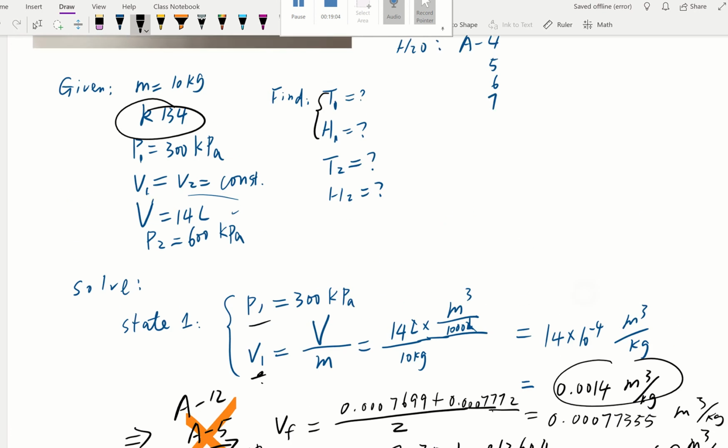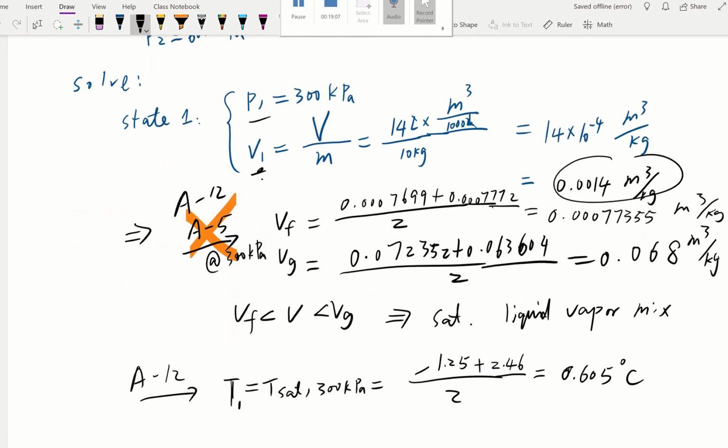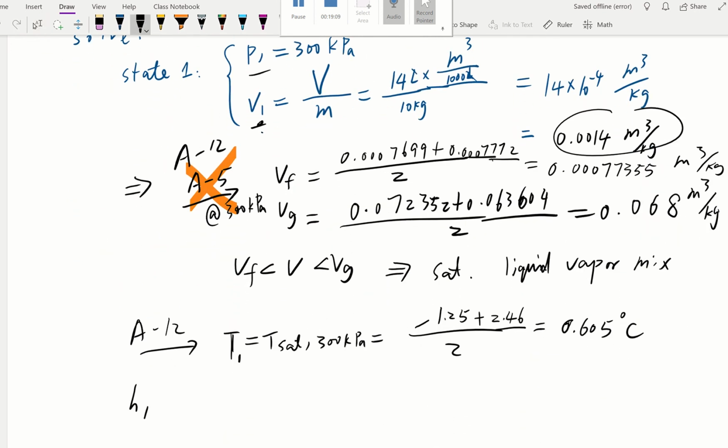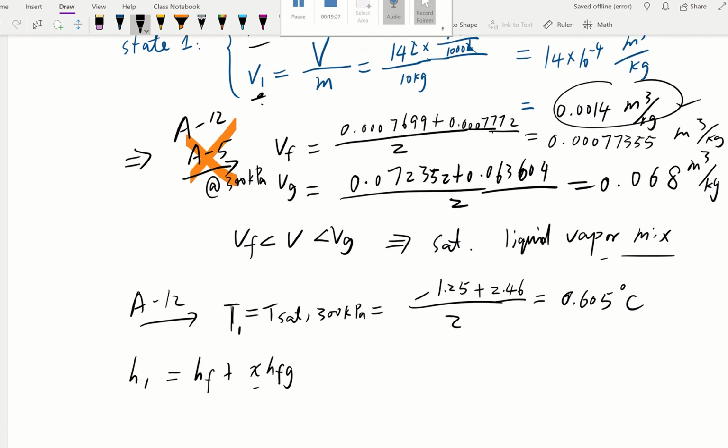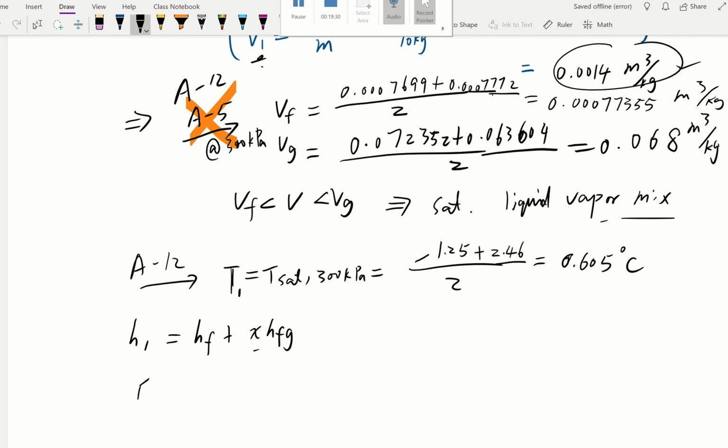Then we also need to find our h1, right? For h1, it's a mixture, so we're going to use our formula, which is hf plus x hfg. And do we know x? We do not. We only know it's a mixture. However, we know the specific volume, and so we're going to put this on hold and find our x first. How do we find our x first? Remember, we know v, so we're going to use v as the jumping board.